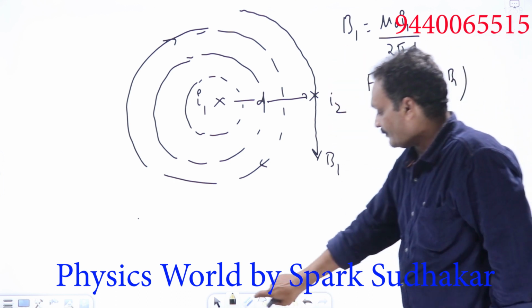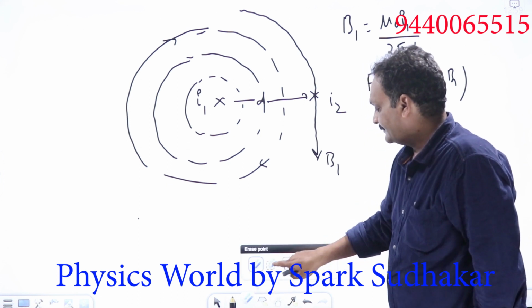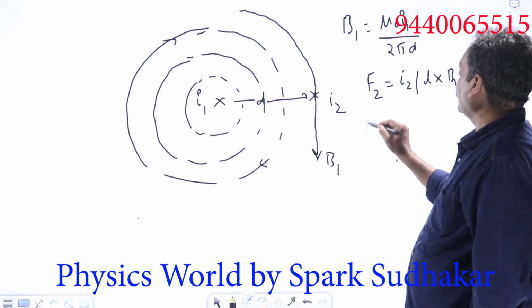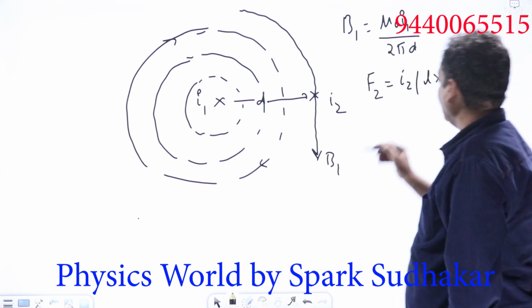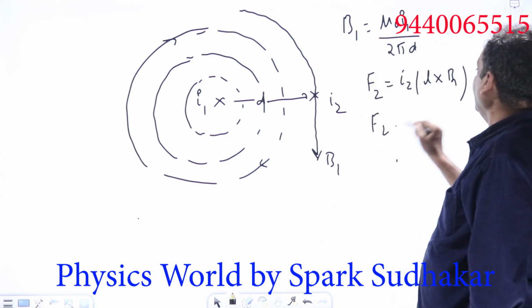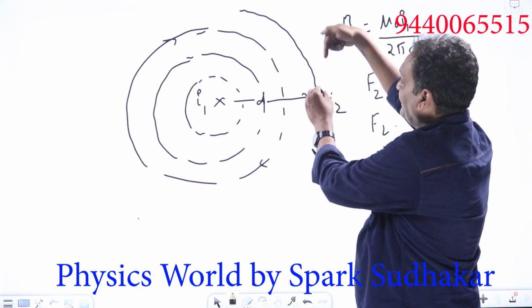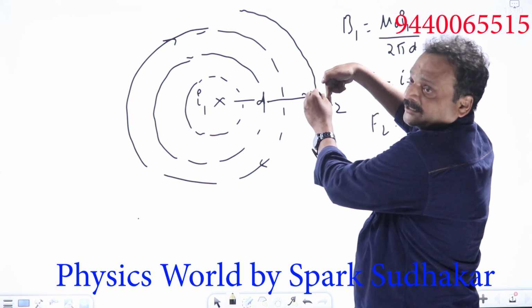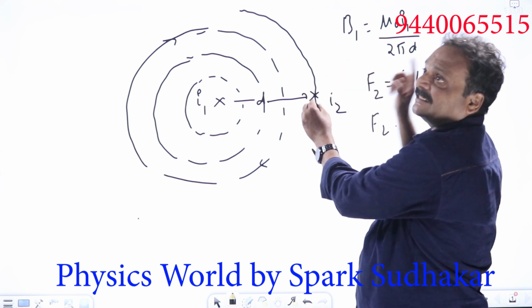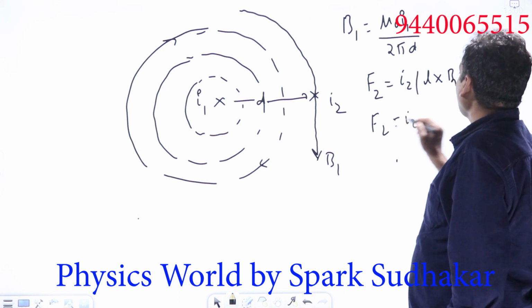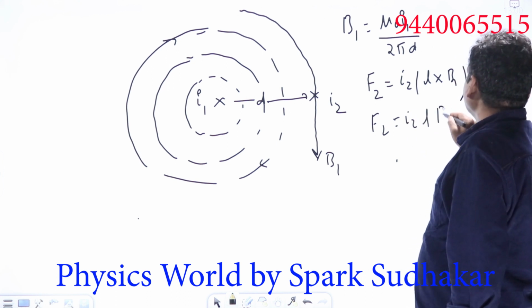So F2 equal to L and B. L is like this, the length of the wire is like this, and the magnetic field is like this, both are perpendicular to each other. So L B1 sin theta, sin 90 equal to 1. So it is simply I2 L B1.